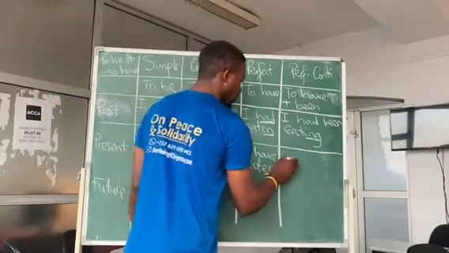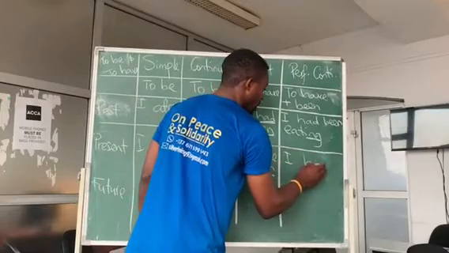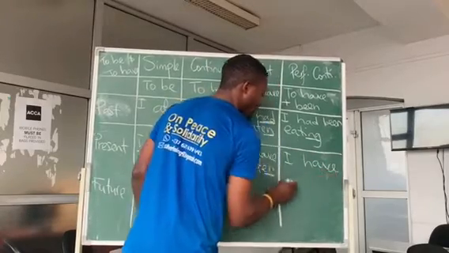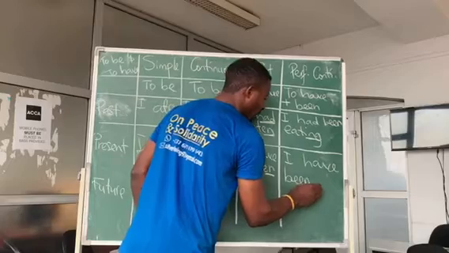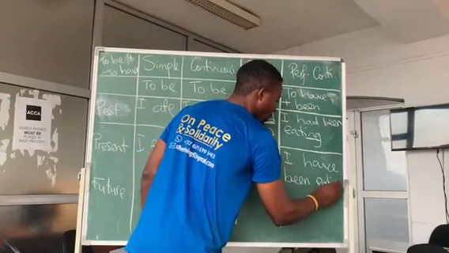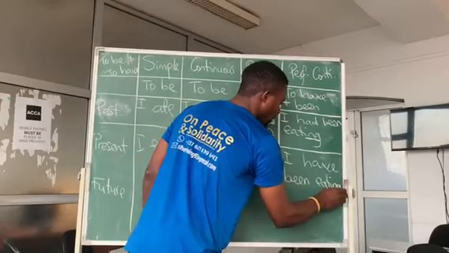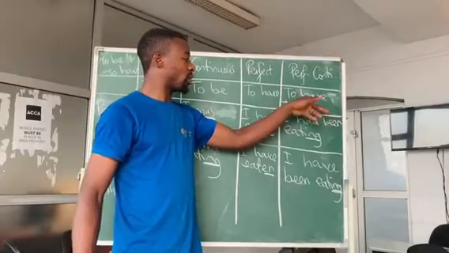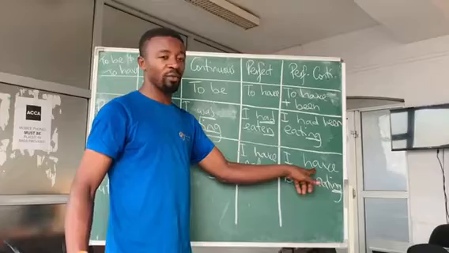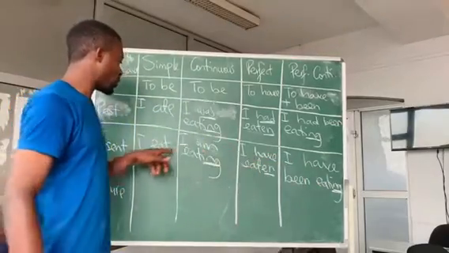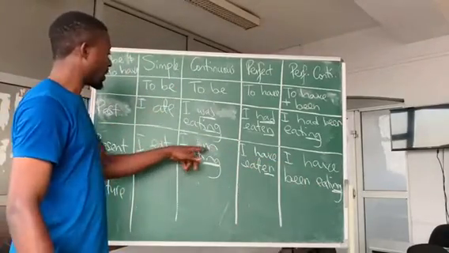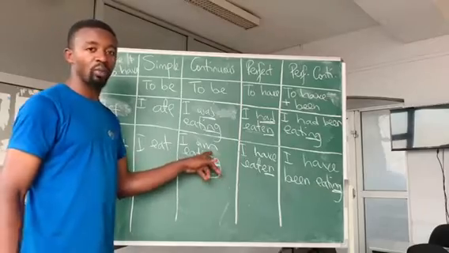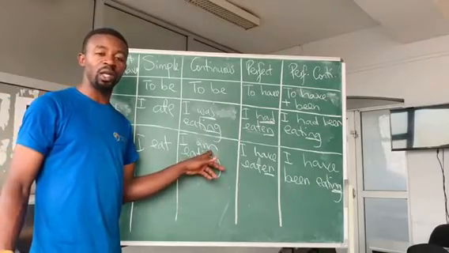And lastly, I have been eating. Nous avons le verbe to have dans le présent cette fois-ci, parce que tout ça c'est dans le présent. Ici le verbe to be, toujours dans le présent, première personne du singulier, I am.